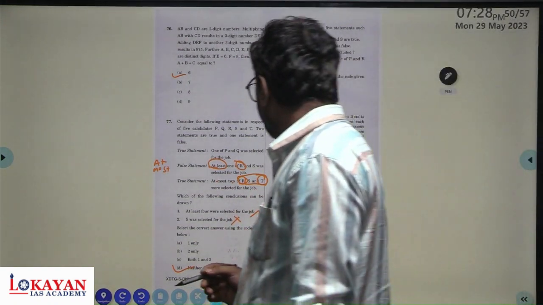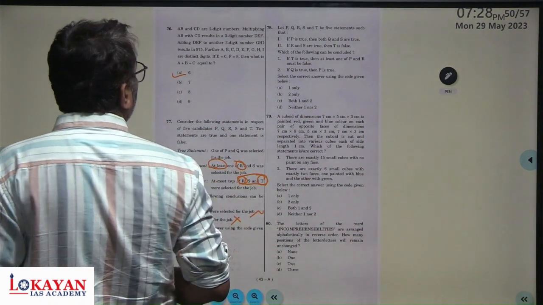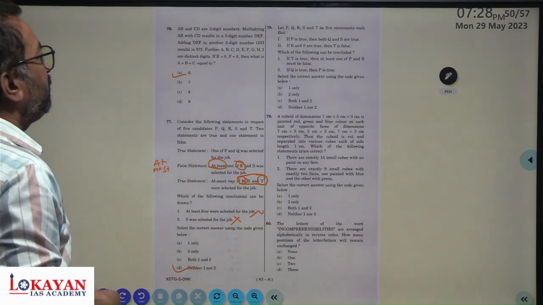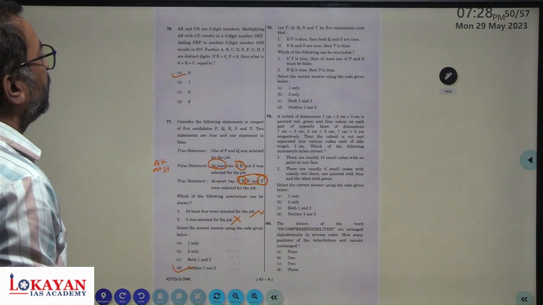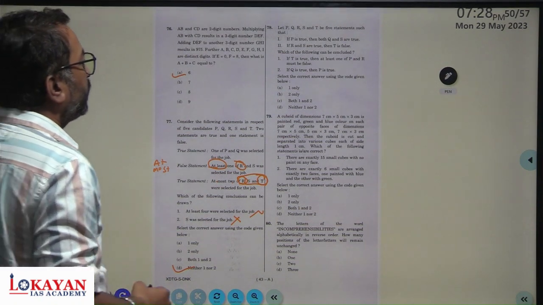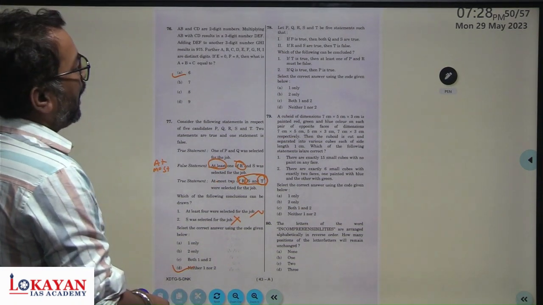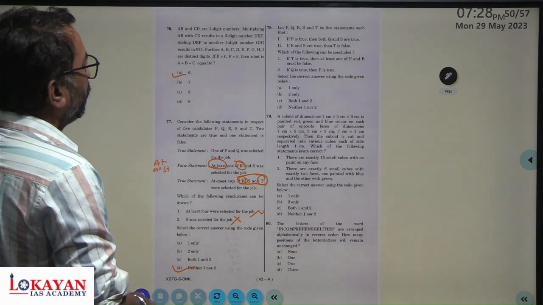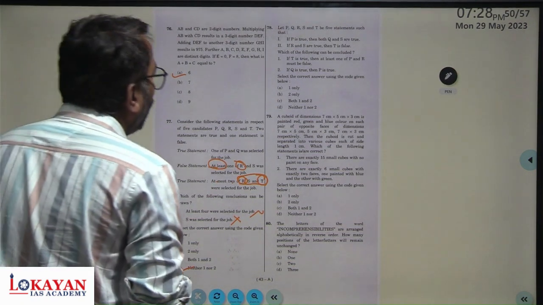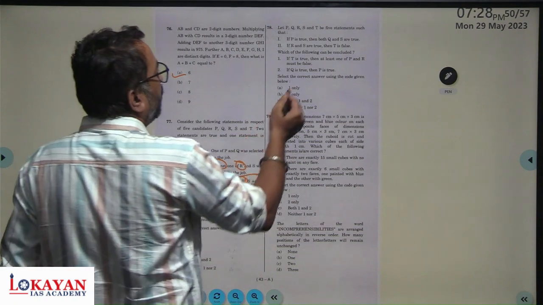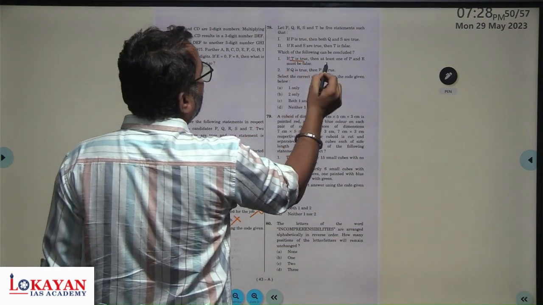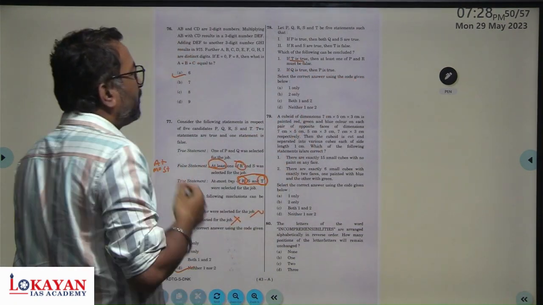Question number 78. Let PQRST be 5 statements such that if P is true, then both Q and S are true. If R and S are true, then T is false. Right? Which one of the following can be concluded? Now, if T is true, then at least one of P and R must be false.